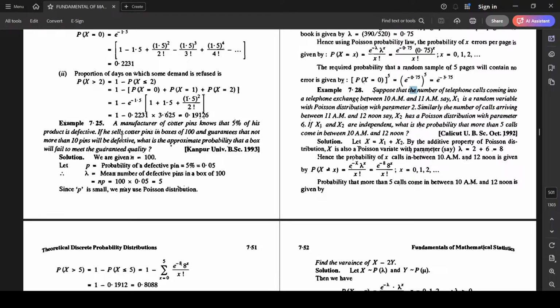Kanpur University: a manufacturer of cotton pins knows that 5% of his product is defective. If he sells cotton pins in boxes of 100, so 5 of them would be defective, and guarantees that not more than 10 pins will be defective. What is the approximate probability that a box will fail to meet the guarantee?